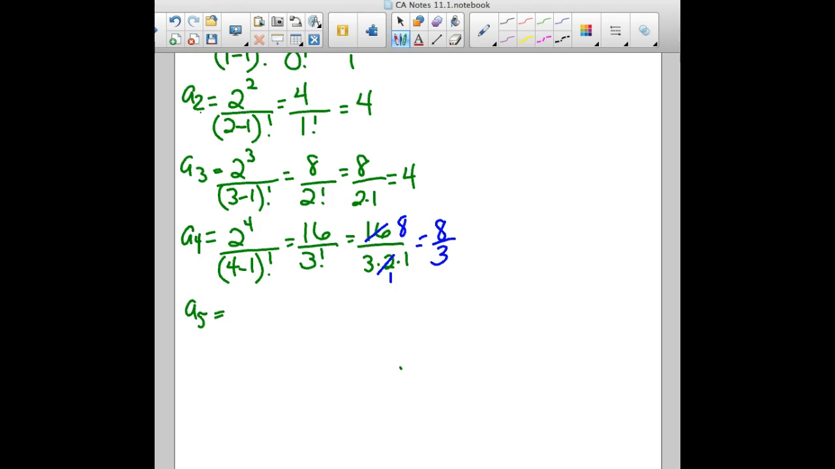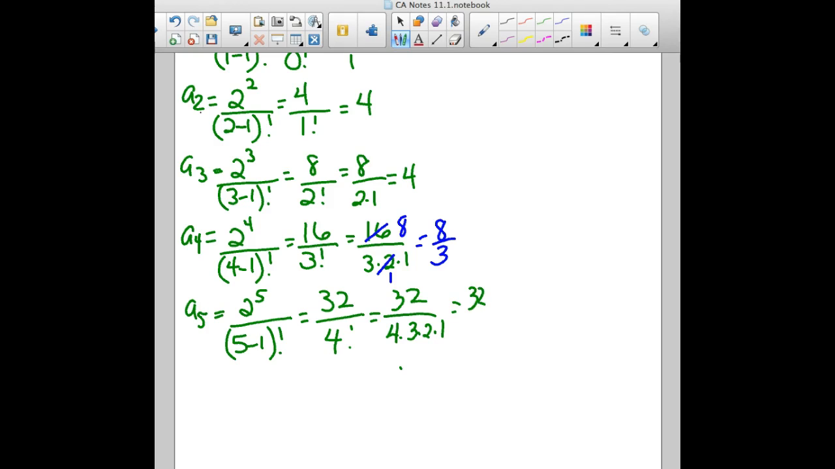And a sub 5, 2 to the 5th power divided by 5 minus 1 quantity factorial. 2 to the 5th is 32. 5 minus 1 is 4. We need 4 factorial, which we actually figured out earlier today. 32 divided by 4 times 3 times 2 times 1. So 32 divided by 24, we could reduce that and say that is 4/3.